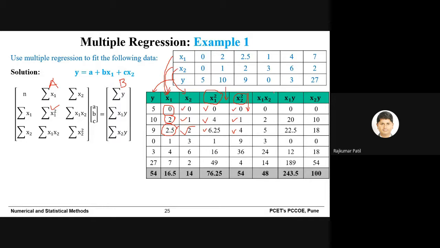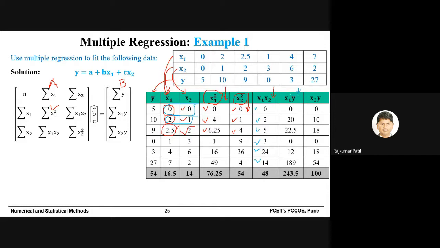In next column, we will find out the products of x1 and x2. So you can see here the product of 0 and 0 is 0. The product of 2 and 1 is 2, and so on. You can find out the remaining values.